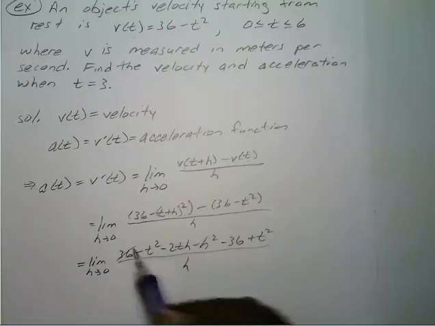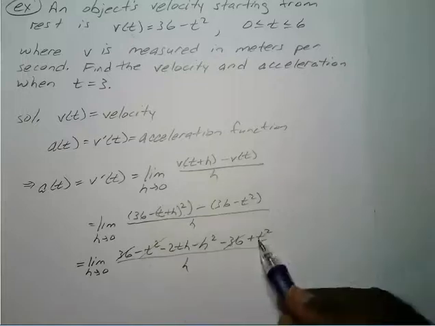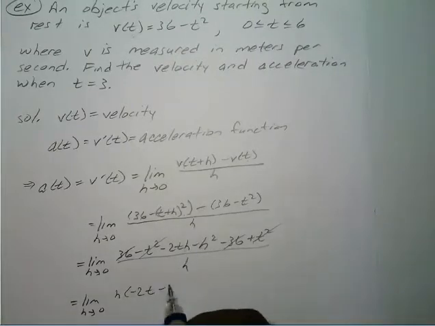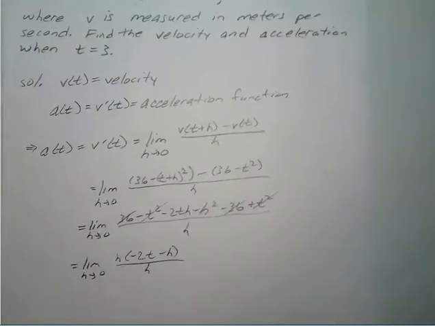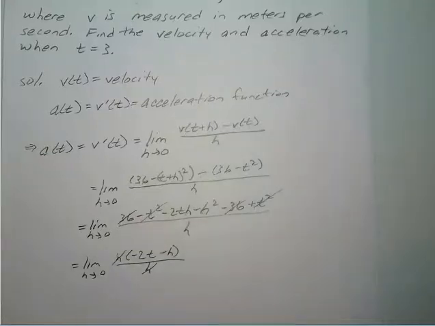Okay, so you can see there that the 36 and minus 36 cancel out. The minus t squared and plus t squared cancel out. So we're just left with those two terms up top. So we're going to go ahead and factor an h out of both of those. The limit as h approaches 0. You have h times negative 2t minus h all over h, where those two cancel out.